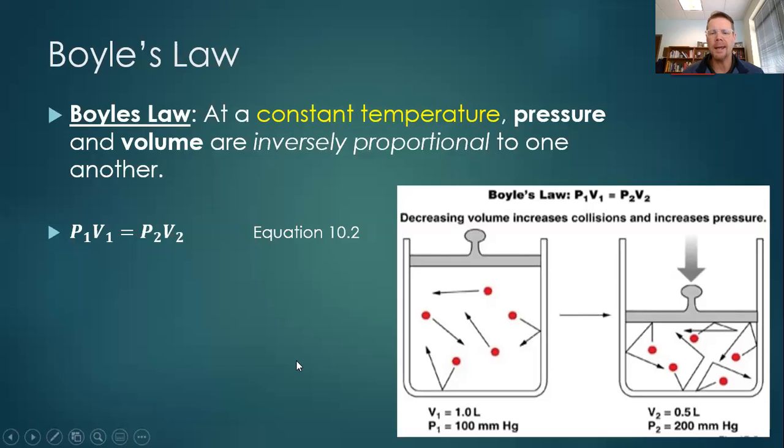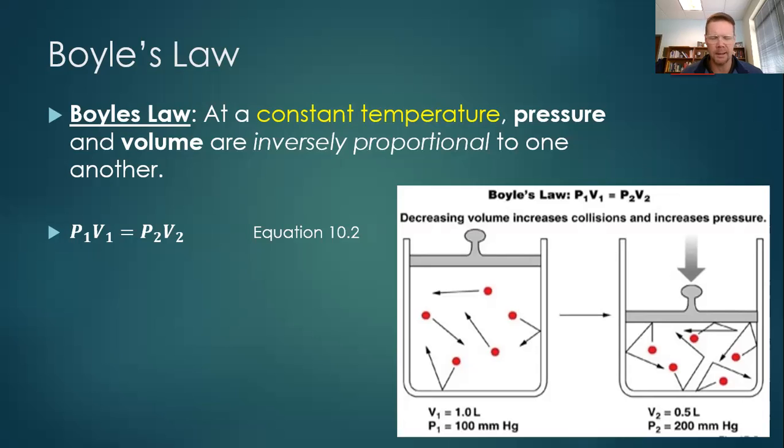Now, we can take that information and put it into more chemical or physical laws, and one of them is Boyle's law. Boyle's law says that at a constant temperature, when the temperature does not change, pressure and volume are inversely proportional to one another. So if we decrease the volume, we are going to increase the pressure.